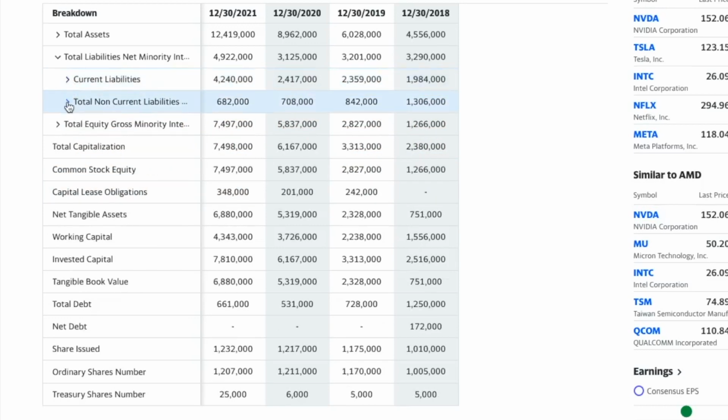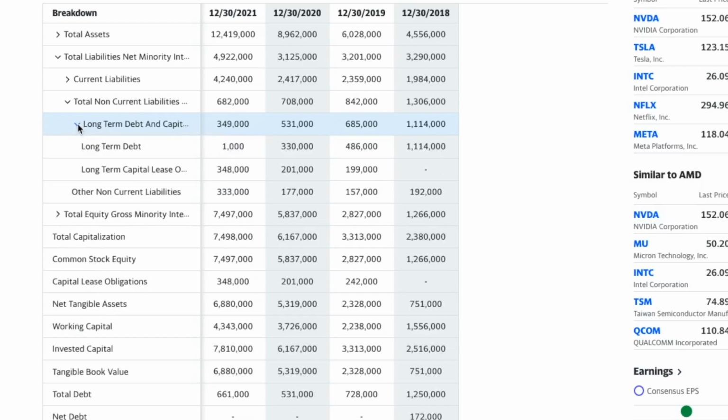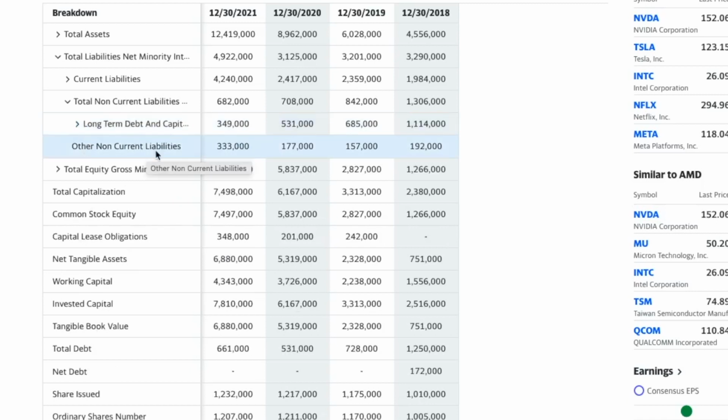If we go next to the non-current liabilities, most of the time the balance sheet always includes long-term debt. And here we can see that the company has a long-term capital lease obligation of $348 million, and long-term debt in this case is very low, just $1 million, but this long-term debt could be included in both items, which is around $349 million. There are also other non-current liabilities which are not mentioned in Yahoo Finance, which you can also find in the 10-K filing of AMD.